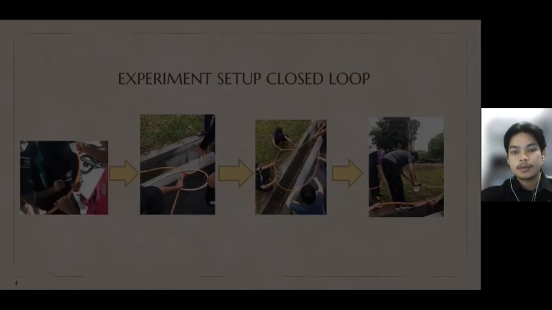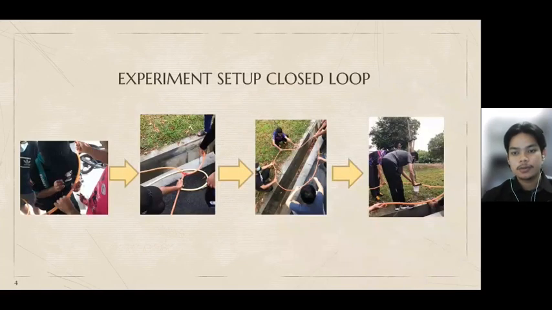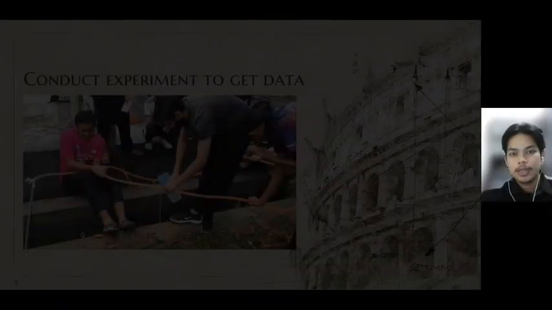For the experiment setup closed loop, firstly, we need to make a hole on the pipe, and the size for the meter is 0.03 meter. Next, connect the pipe loop with the T connector to make it a closed loop pipe. These are the results when loop connected with the T connector. Lastly, take the volume of water and time using a jug with volume and a stopwatch to take the time taken. Conduct the experiment to get the data.